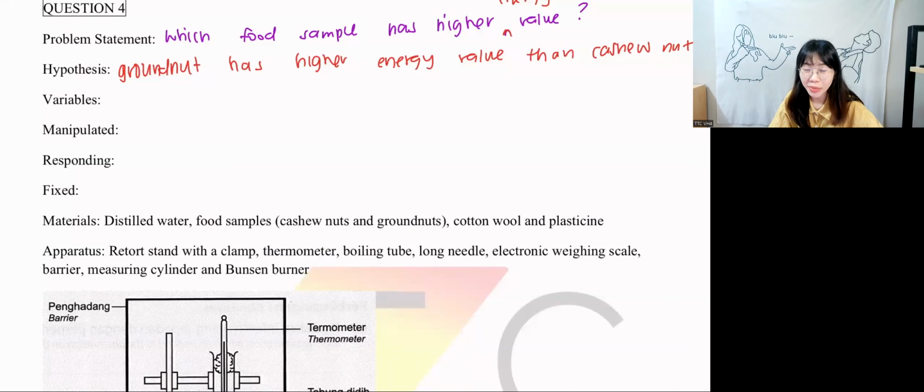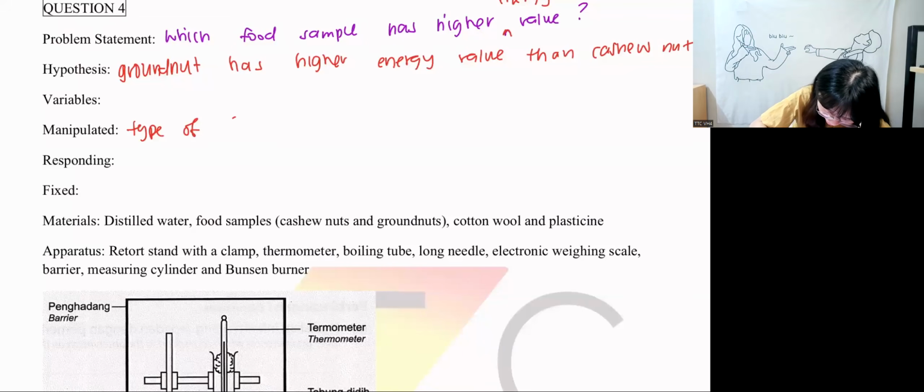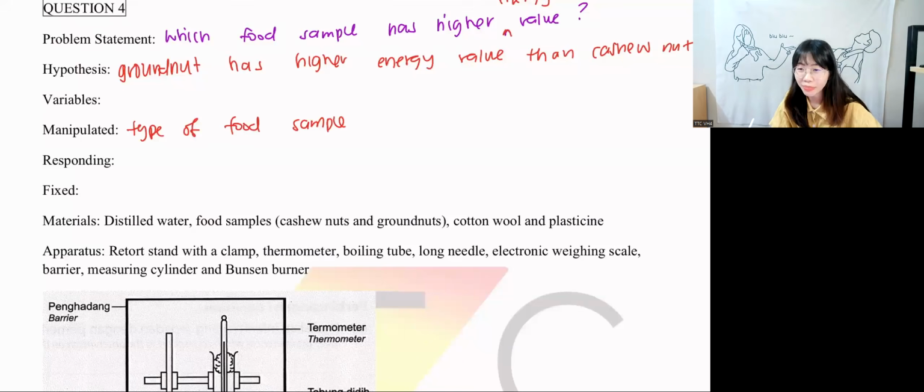What is a manipulated variable? Type of food sample. Very good. Type of food sample is the better answer. It's not type of nut because sometimes they didn't give you nut only. They give you other food samples, right? Type of food sample. Next, we have responding variable.